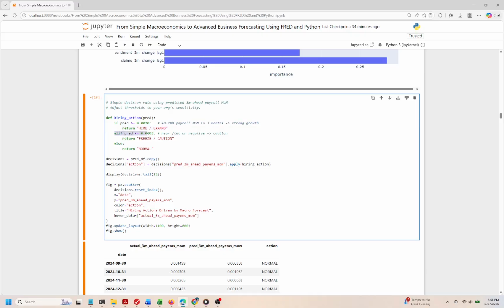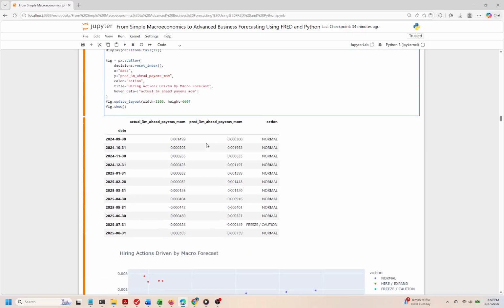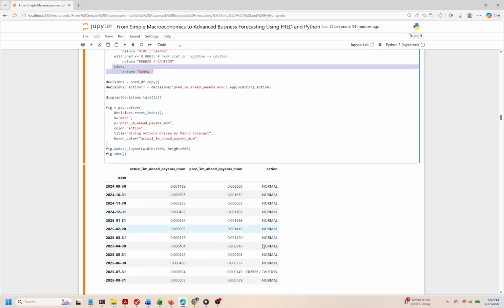Conversely, if the prediction hovers closer to 0.03% or below, implying stagnation or potential decline, the function advises a freeze, caution approach. So, in this scenario, the organization would want to hold off on hiring until conditions improve. Any predictions falling in between these thresholds will result in a normal recommendation, suggesting that the current state can continue, but without major expansions or cutbacks.